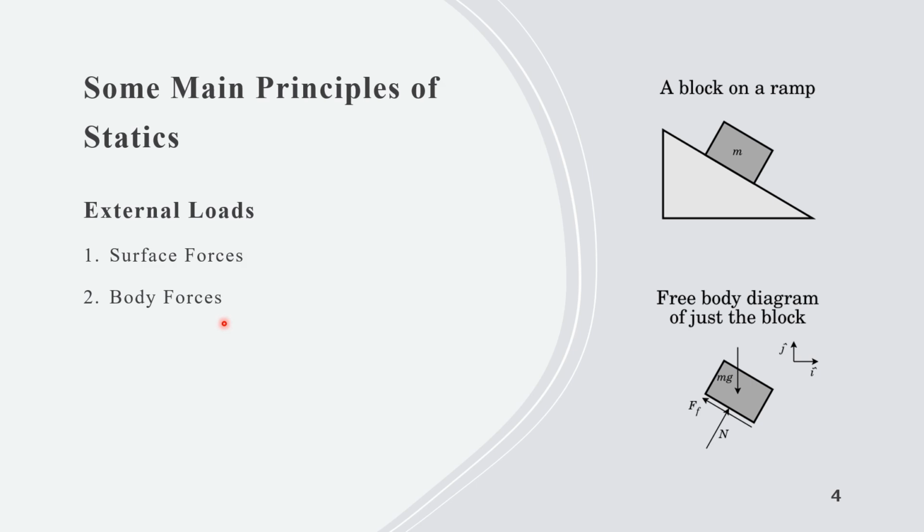A body force is developed when one body exerts a force on another body without direct physical contact between the bodies. Let's take an example. This is a block on a ramp. There are three types of forces occurring on this block. One is the normal force of the ramp, the other is the frictional force between the block and the ramp, and the third one is the weight of the block. The first two forces, the normal and the frictional forces, depend on the surface area between the block and the ramp, and thus these are surface forces. The weight of the block is the body force.